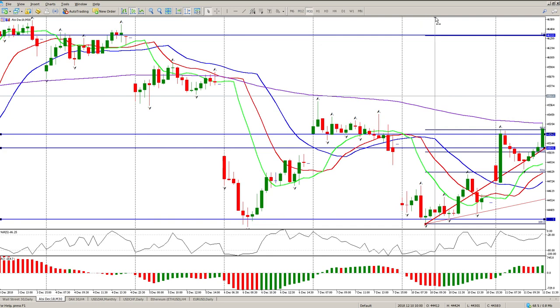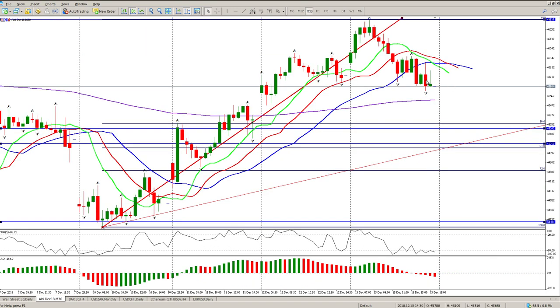There's no ifs or buts about this one. There's definitely more downside expected today. The question is, are we going to find a base at a decent support level, or alternatively, are we going to move all the way back down to test the bottom of the range?